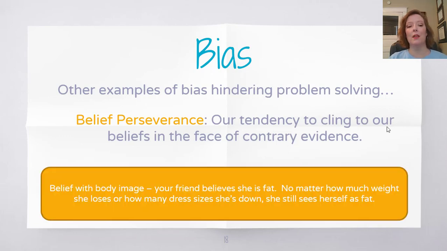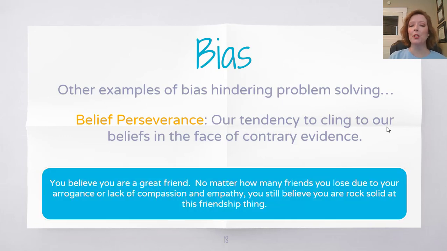So an example would be the belief with body image. Your friend believes she's fat. No matter how much weight she loses or how many dress sizes she's down, she still sees herself as fat. Or you believe you are a great friend. No matter how many friends you lose due to your arrogance or lack of compassion and empathy, you still believe you are rock solid at this friendship thing.